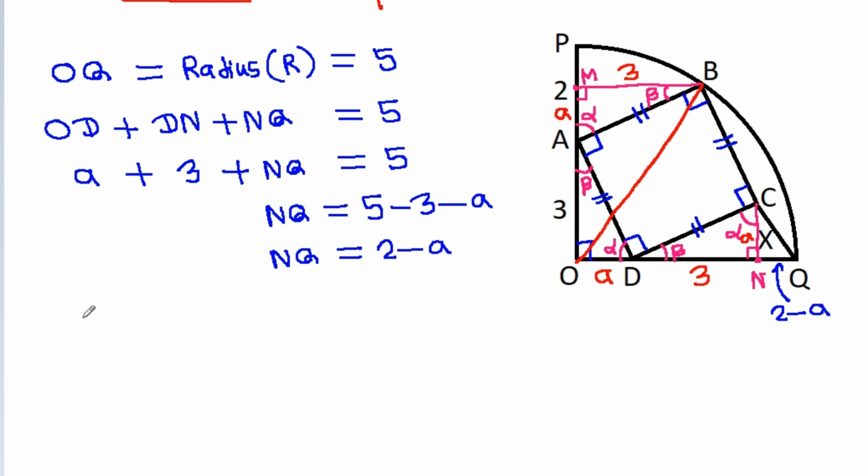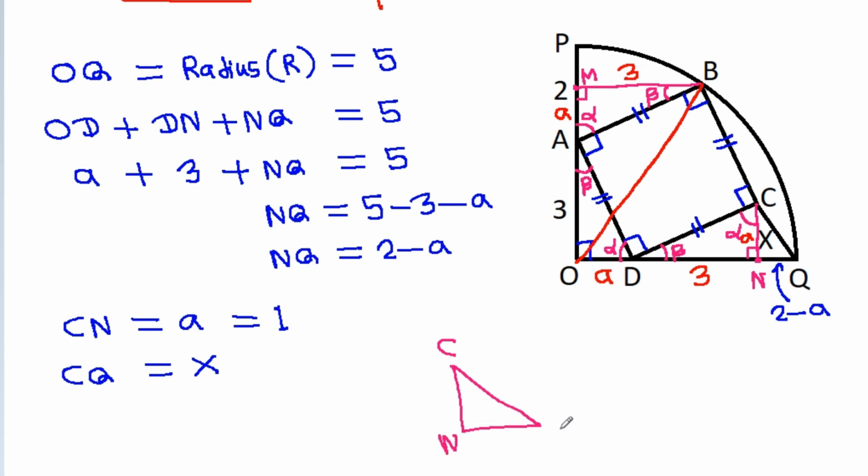And CN is A, that is 1, and CQ is X. So in triangle CNQ, CN is 1, CQ is X, and NQ is 2 minus A, that will be 2 minus 1, and it is 1, and this angle is 90 degrees.